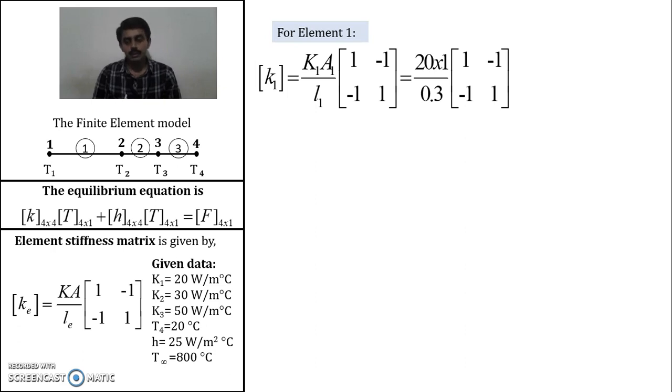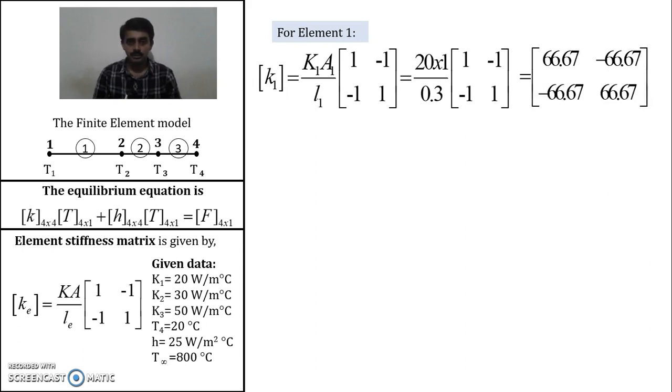When we substitute the values, it is 20, the conductivity of the first material, into area of cross section, which is not mentioned in the question, so let us consider it as unity. And element length is of course given as 0.3 meters. So when we simplify this, we will get a matrix as shown on the screen.